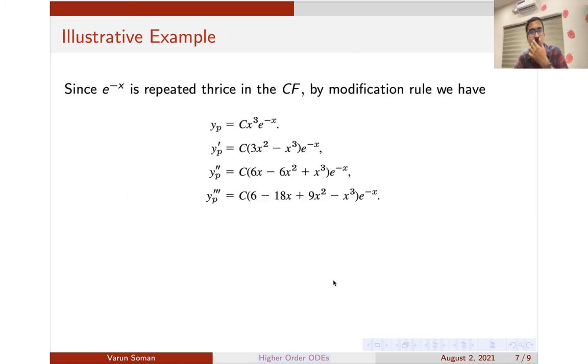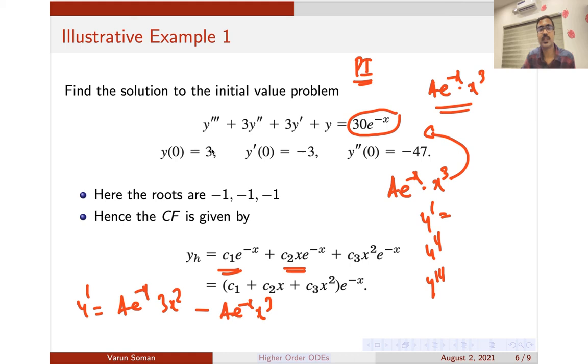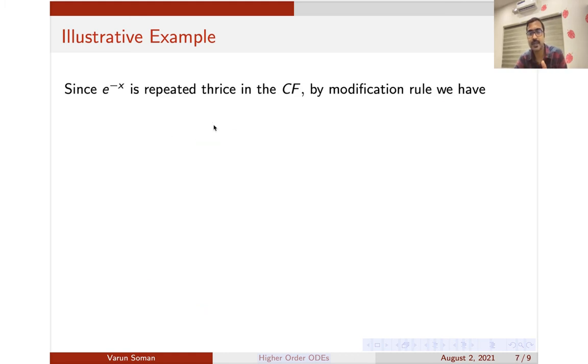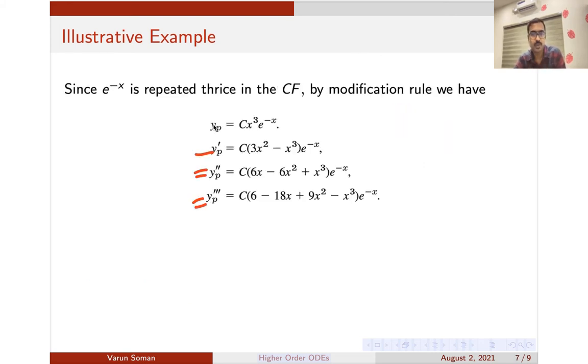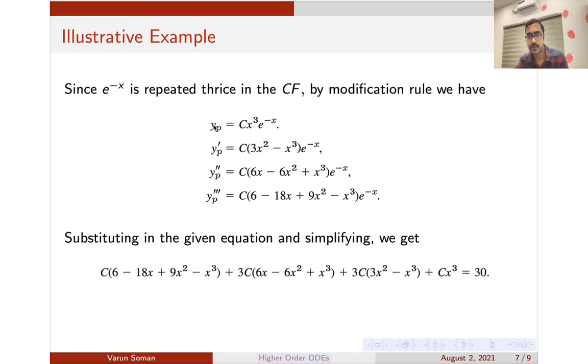Okay, I have done it for you. So this is the value of y dash, y double dash and y triple dash. And once you have found all these, you can substitute into this equation and then simplify it. So you just find it out yourself, the value of y double dash and y triple dash, and then we'll substitute this into the given equation and we'll be getting this.